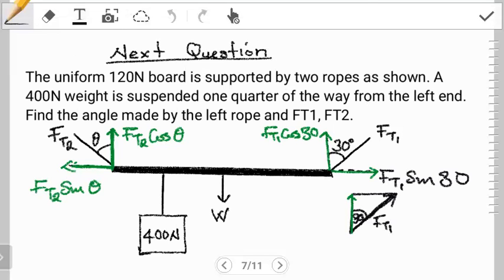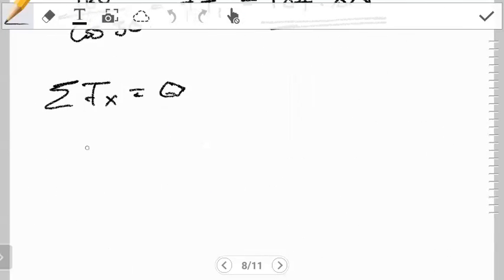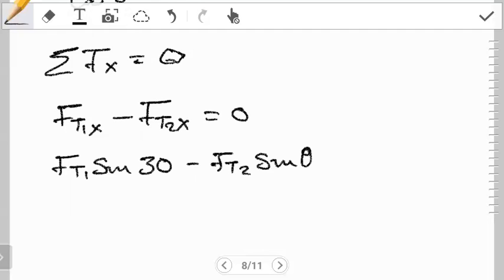So we already saw how to get those, so I won't take time writing those. I'll just bring them here. So FT2 is going to the left, it's negative. FT1 is to the right, so it's FT1 x minus FT2 x. So remember FT2 is negative because it's going to the left. So next up I can bring in their formulas. So here we have FT1 sine, the angle here is given, it's 30, minus FT2 sine theta. This is equal to 0.